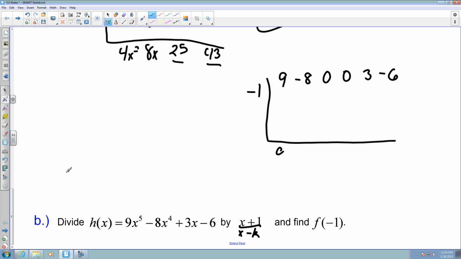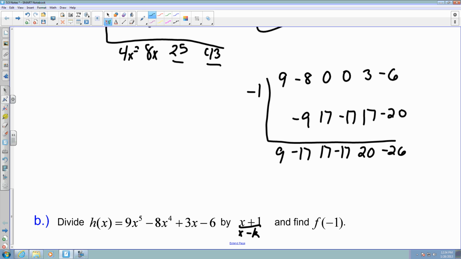I drop this down, it gives me 9. Multiply that, that gives me negative 9. Negative 9 plus negative 8 is negative 17. Multiply negative 17 times negative 1, that's 17. Added to 0 is 17. Multiply, this becomes negative 17. Add those to 3, it's negative 20. Multiply by negative 1, that's 20. And add those together, it's negative 26.